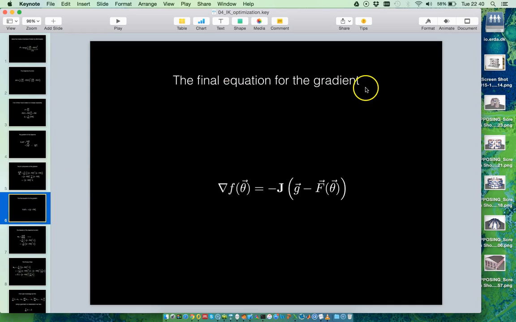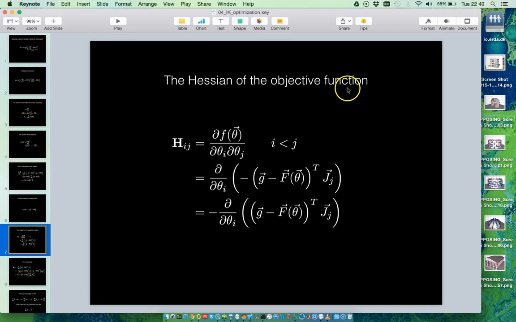Collecting all components into one full vector, we find the final result. The gradient of the objective function is equal to minus J times the difference vector between the goal and the end effector position. Next, we wish to find the Hessian of the objective function. So the Hessian is the double derivative of the objective function. It's a symmetric matrix. So here we're just going to assume that the index i is less than j.